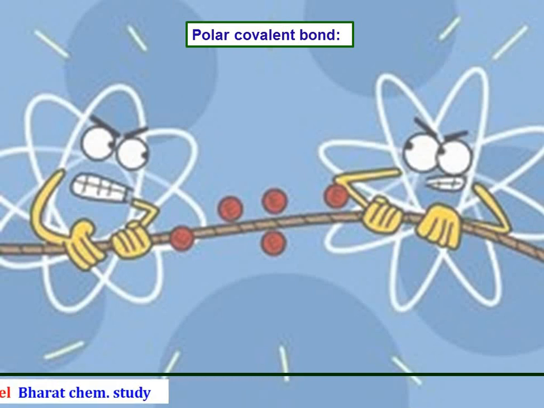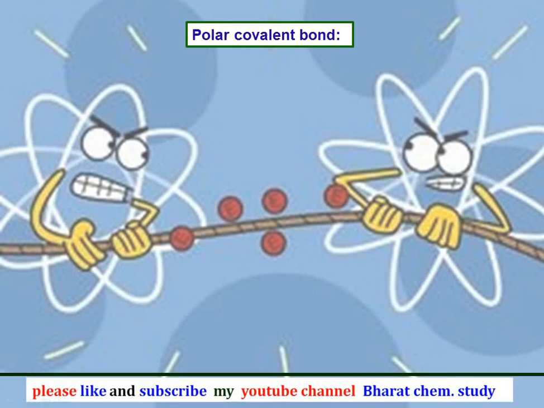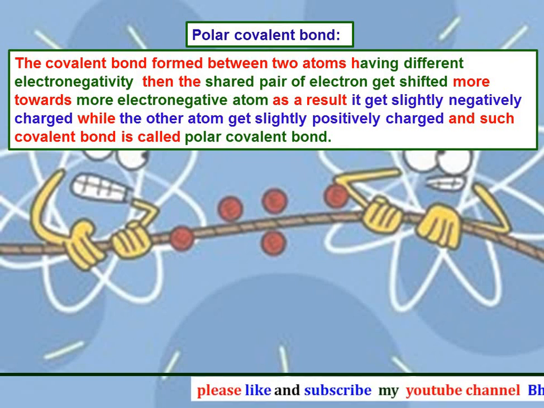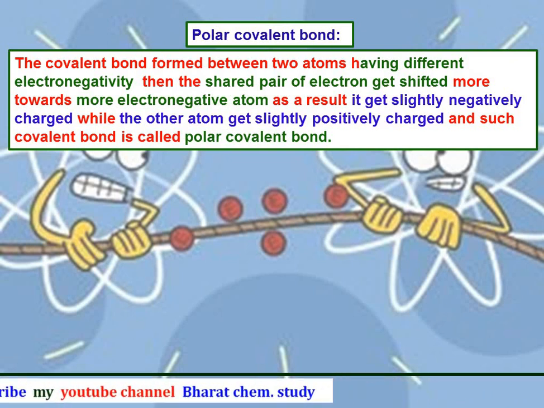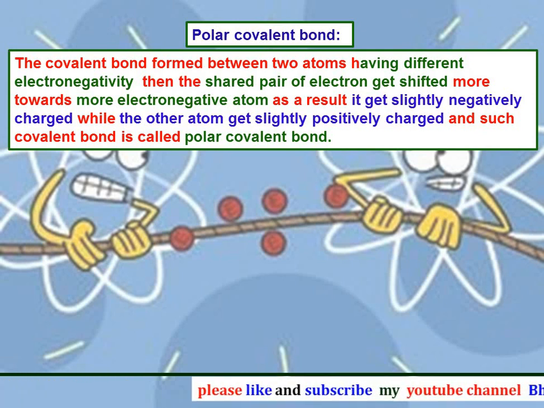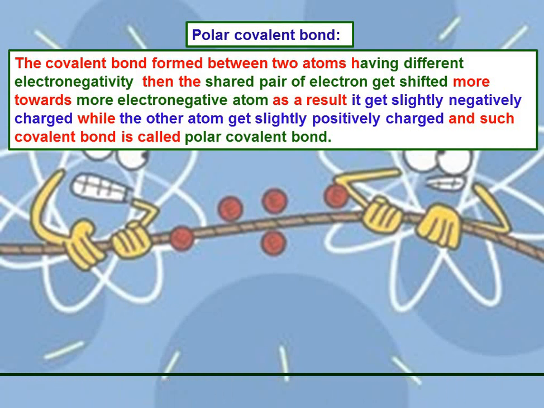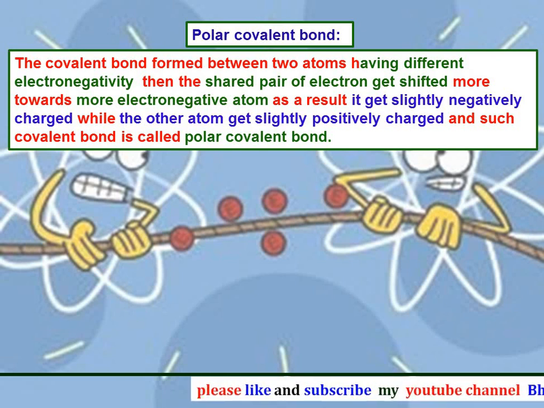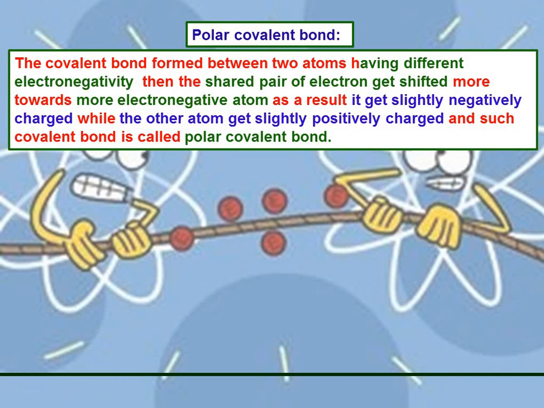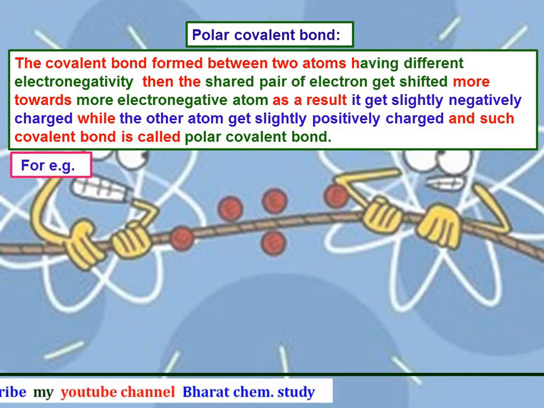But a covalent compound can also be polar if it is formed between two atoms having different electronegativity. So the definition of polar compounds can be explained as: when a covalent bond is formed between two atoms having different electronegativity, the shared pair of electrons gets shifted more towards the more electronegative atom. As a result, the more electronegative atom gets a slightly negative charge and the other atom gets a slightly positive charge. So two opposite poles, positive and negative, are generated due to the electronegativity difference between the bonded atoms, and such a covalent bond is said to be a polar covalent bond.